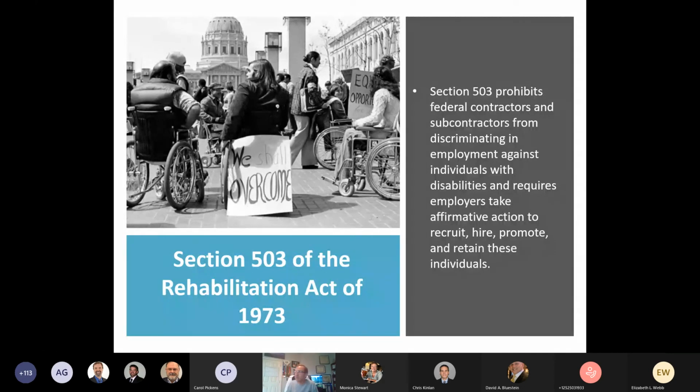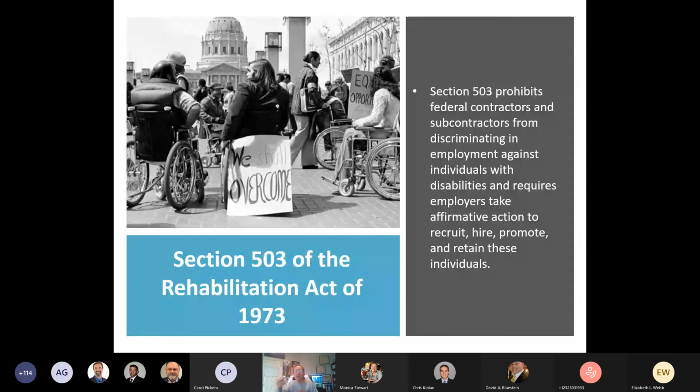So if you have something wrong with your finger that prevents you from skydiving, that's not going to be a disability. But if you have any condition that prevents you from, say, walking upstairs or being on your feet for a long period of time or things of that nature, really anything can be a disability.